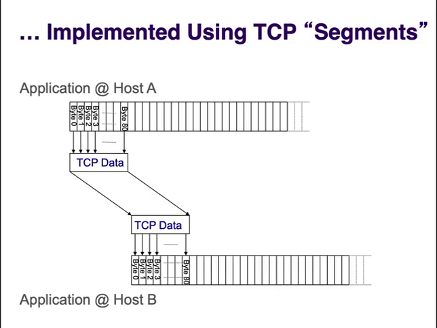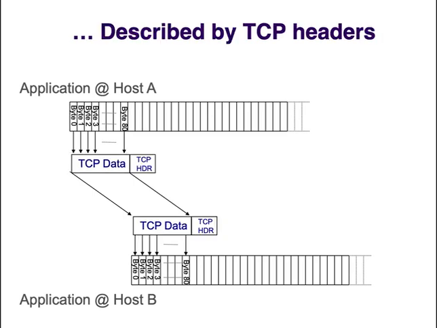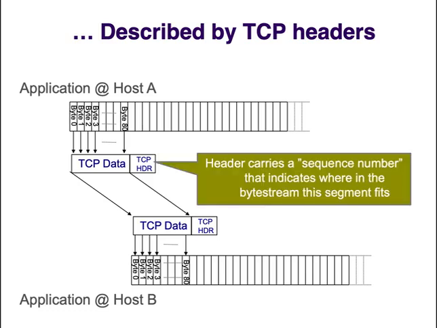Let's go back to our picture. We said we're going to transfer this byte stream from A to B in these TCP segment chunks. That's the TCP data. We're going to put a TCP header in the front because you have to be able to explain what those bytes are to the receiving end. And in particular, the field that we're going to have to carry in that header is a sequence number that tells the receiver where in that byte stream these bytes fit in. Does this make sense?